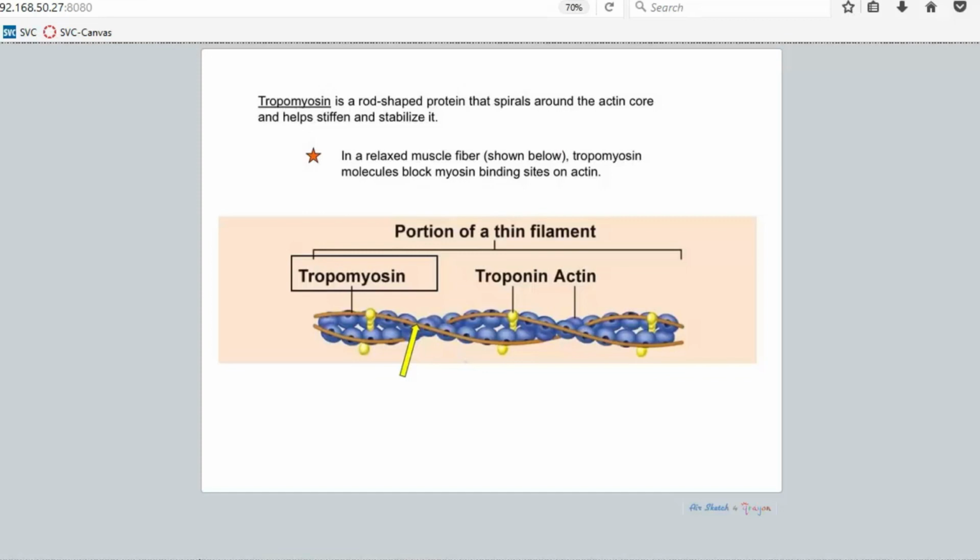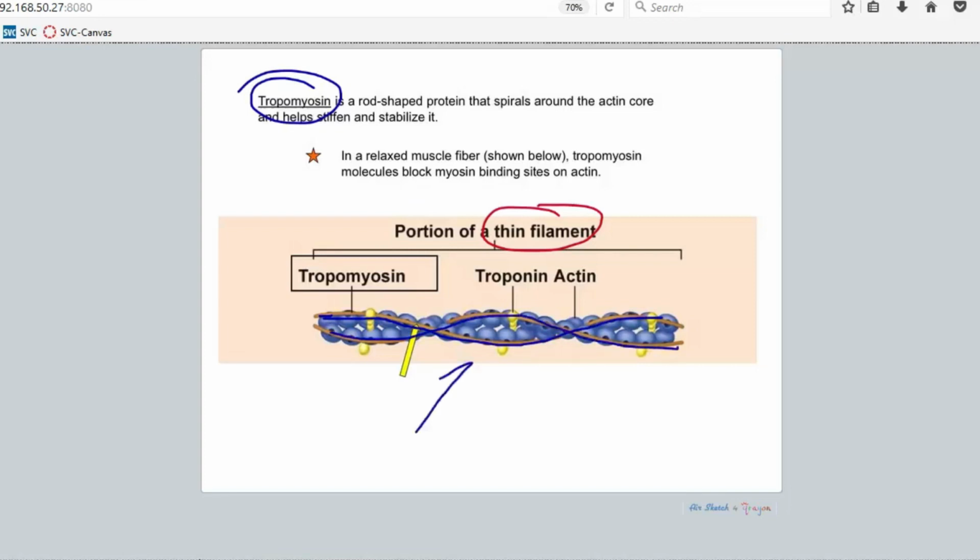We have another structure here that's associated with the thin filament, and this is called tropomyosin. Tropomyosin is this rod-shaped protein that wraps around the actin molecule.